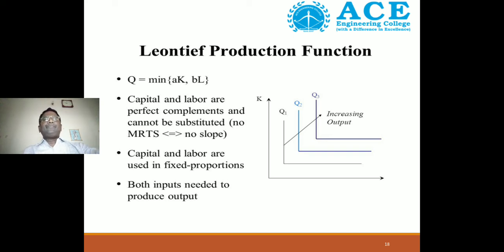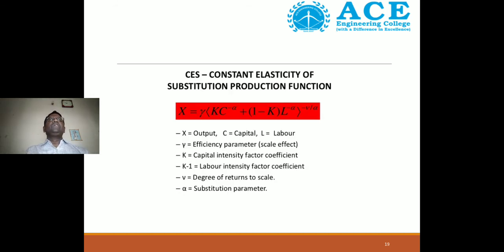Then the CES production function. What is that? CES means constant elasticity of substitution production function. X equal to gamma times K C to the power minus alpha plus 1 minus K into L to the power minus alpha, all raised to the power minus V by alpha. What does X indicate? Output. C indicates capital, L indicates labor. Omega indicates the efficiency parameter, which we call the scale effect.